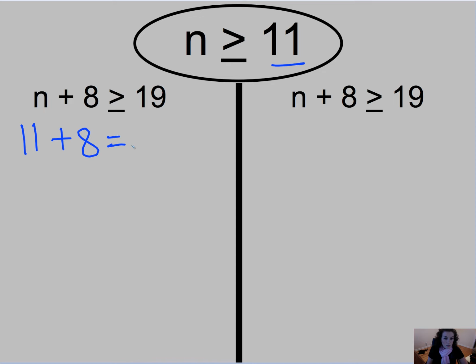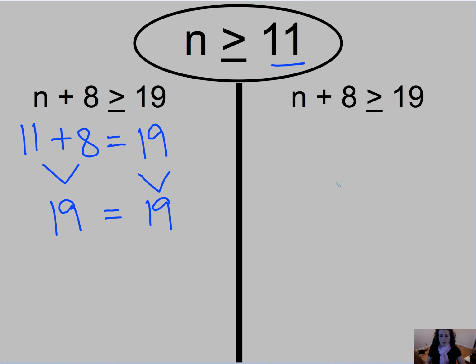And I want to see if these two sides are equal, just to check if my numerical answer was correct. So 11 plus 8 would be 19. This is obviously 19, so 19 equals 19 is correct. Okay, that's the basic part.